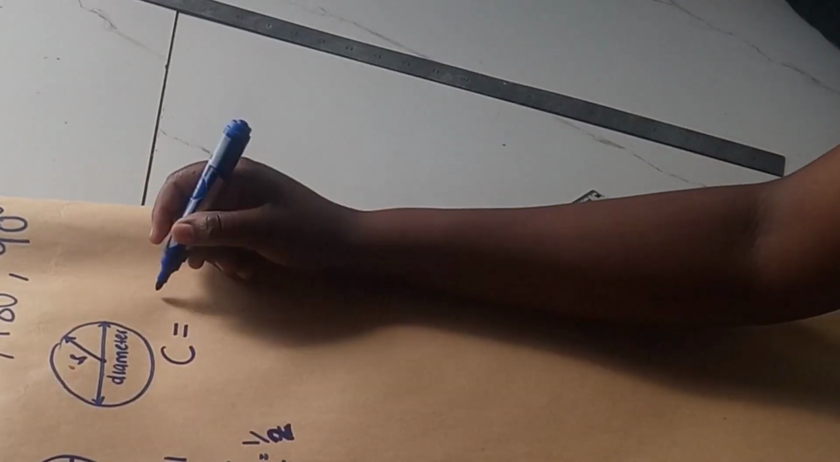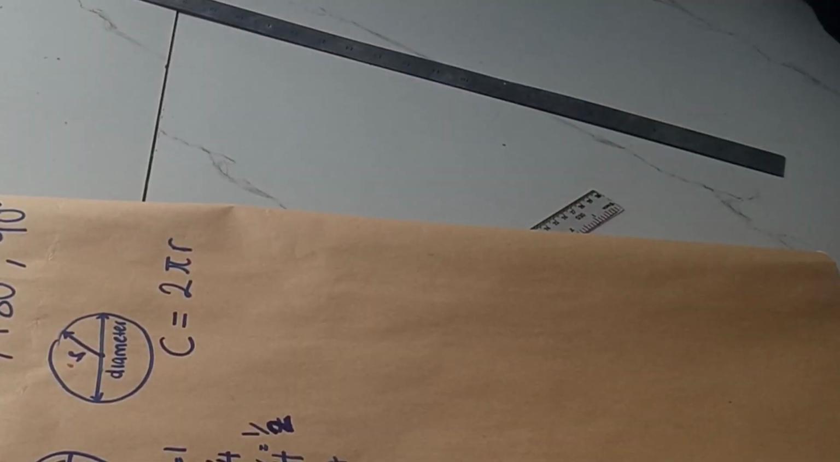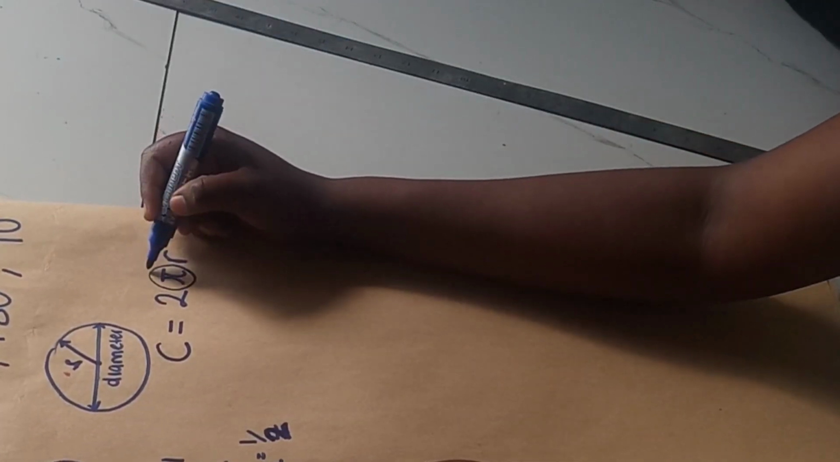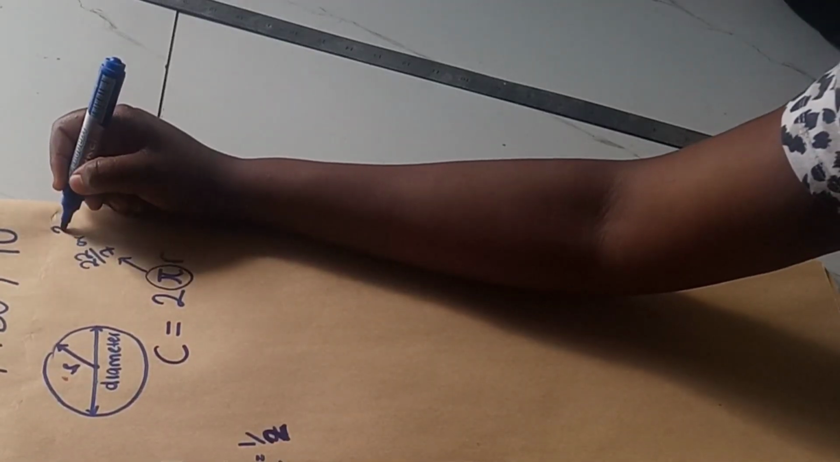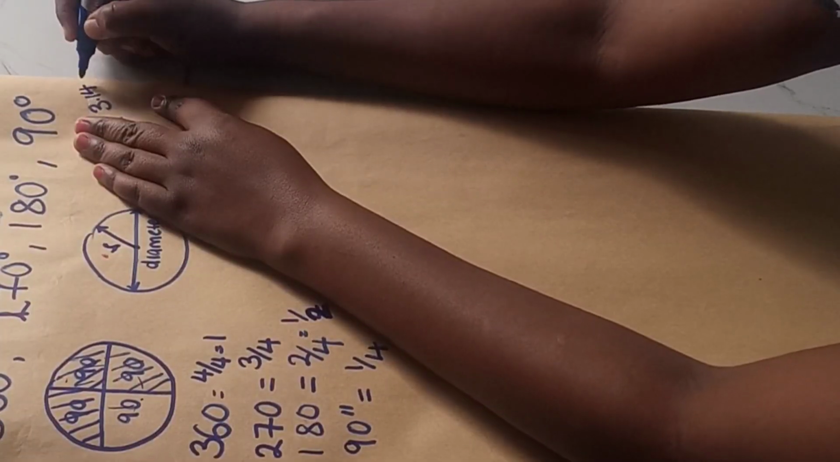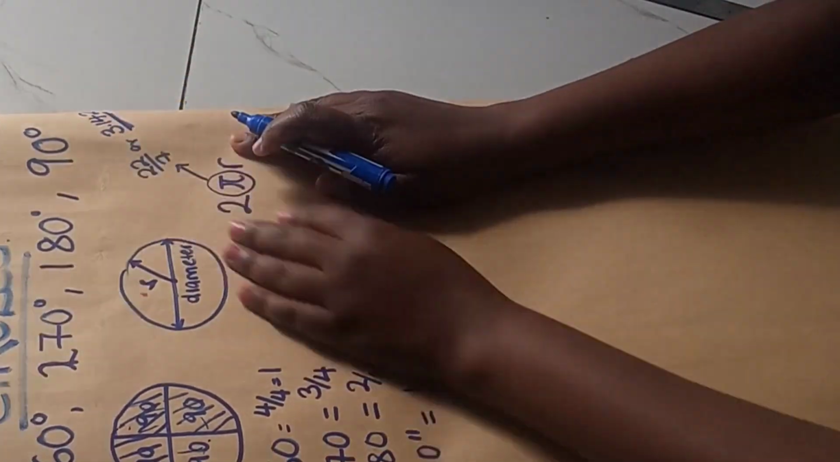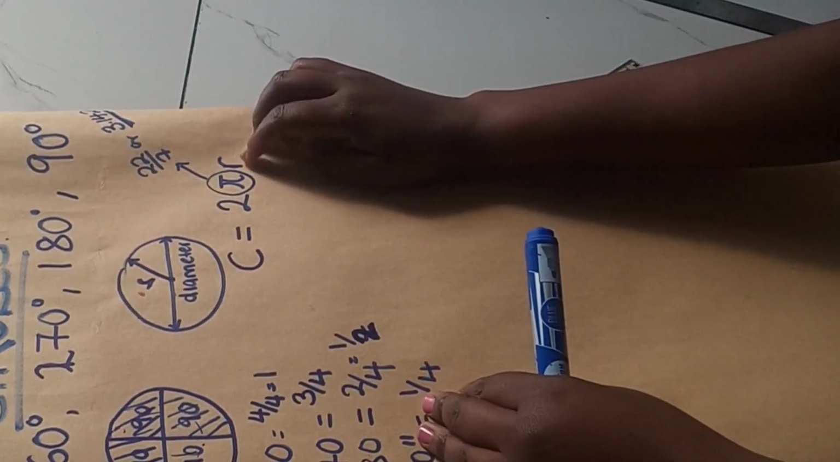So here is the formula. Circumference is equal to 2 pi r. So the pi is always 22/7 or 3.142. Okay, this is a constant number. Then we'll be looking for the radius in most cases.